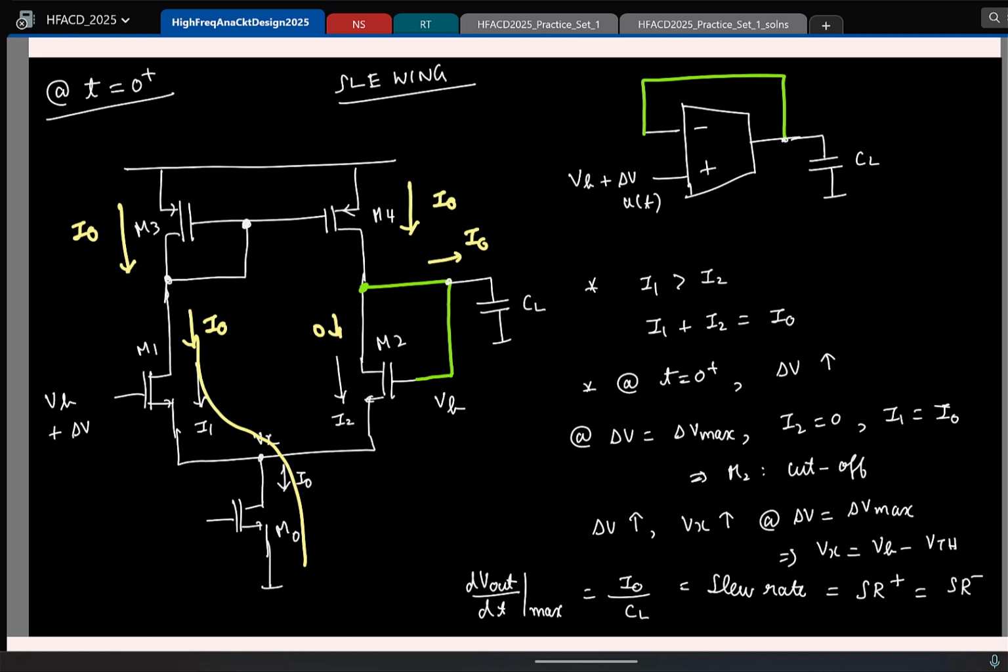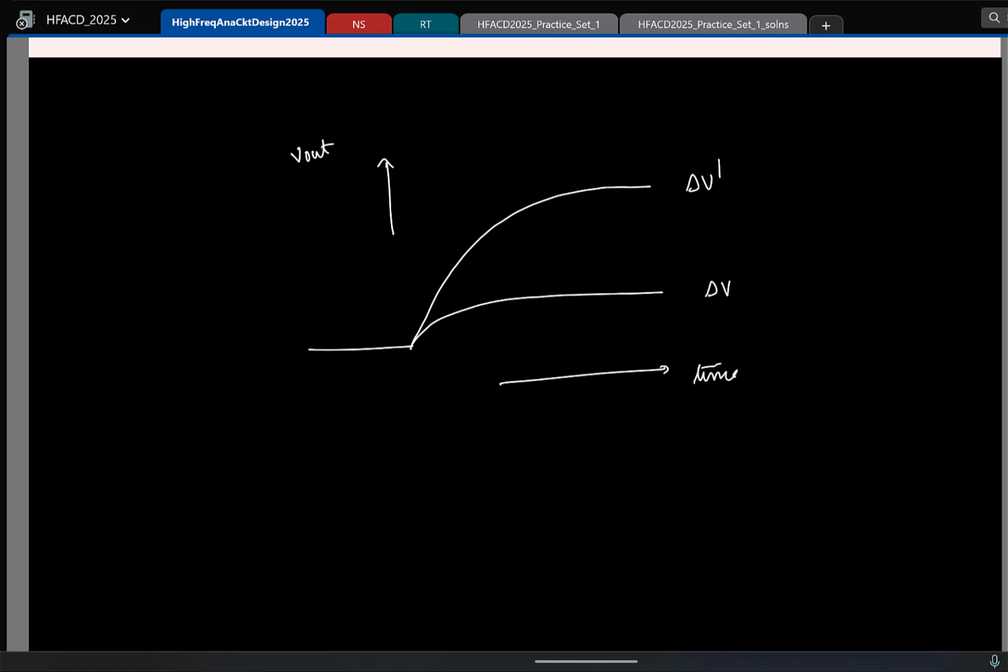So as we saw, the implication is the following. Ideally, if I have an ideal OTA for some input delta V, the output would have been exponential. Now if I have a larger delta V prime, the output will be a scaled version of this. Again, this is time, this is Vout. Now if I have this 5-transistor OTA with a finite current I0, for small delta V it would have been fine. It will still follow what will happen with an ideal OTA, because for small inputs, the current will be smaller than the current present in the OTA. So the OTA can nicely support the current.